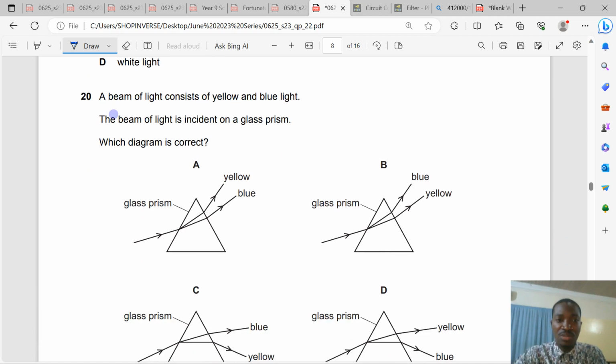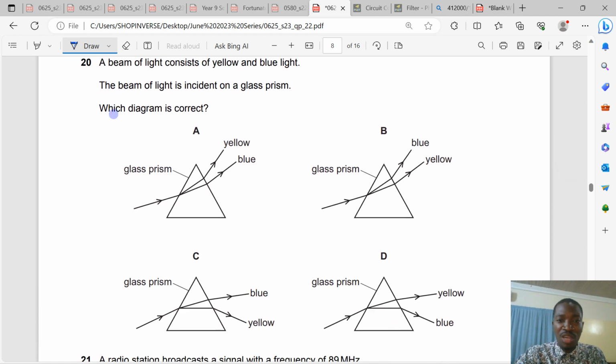Let's go to question 20. A beam of light consists of yellow and blue light. The beam of light is incident on a glass prism. Which diagram is correct? During the dispersion of light, when the light goes this way, there will be a refraction downward, another refraction downward again. So this one is not correct.